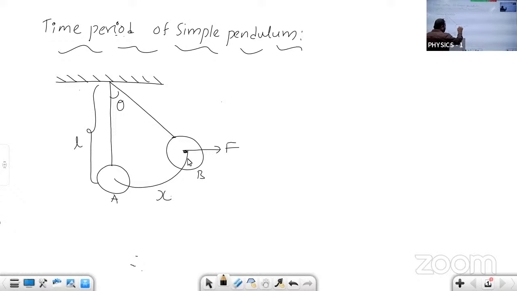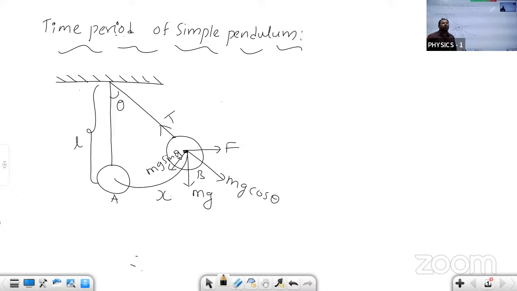Here we are writing mg divided into 2 components. One is mg cos theta, second one is mg sin theta. Mg is the weight, downward force, nothing but gravitational pull. Mg divided into 2 components: one is mg cos theta, second one is mg sin theta.